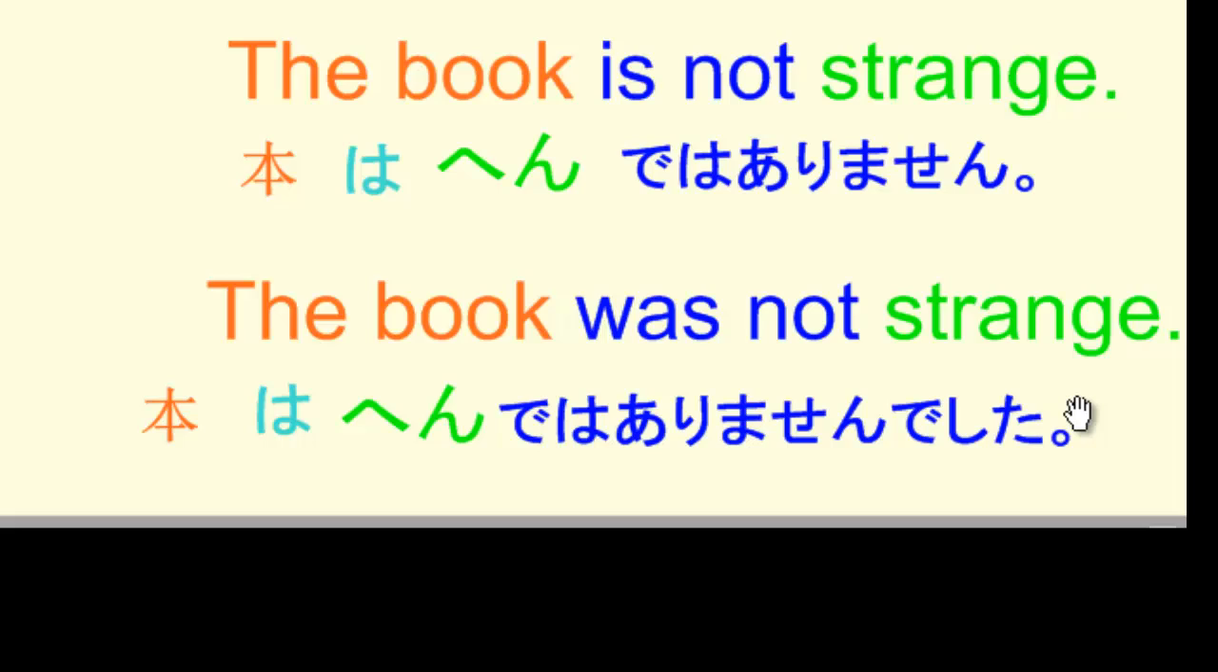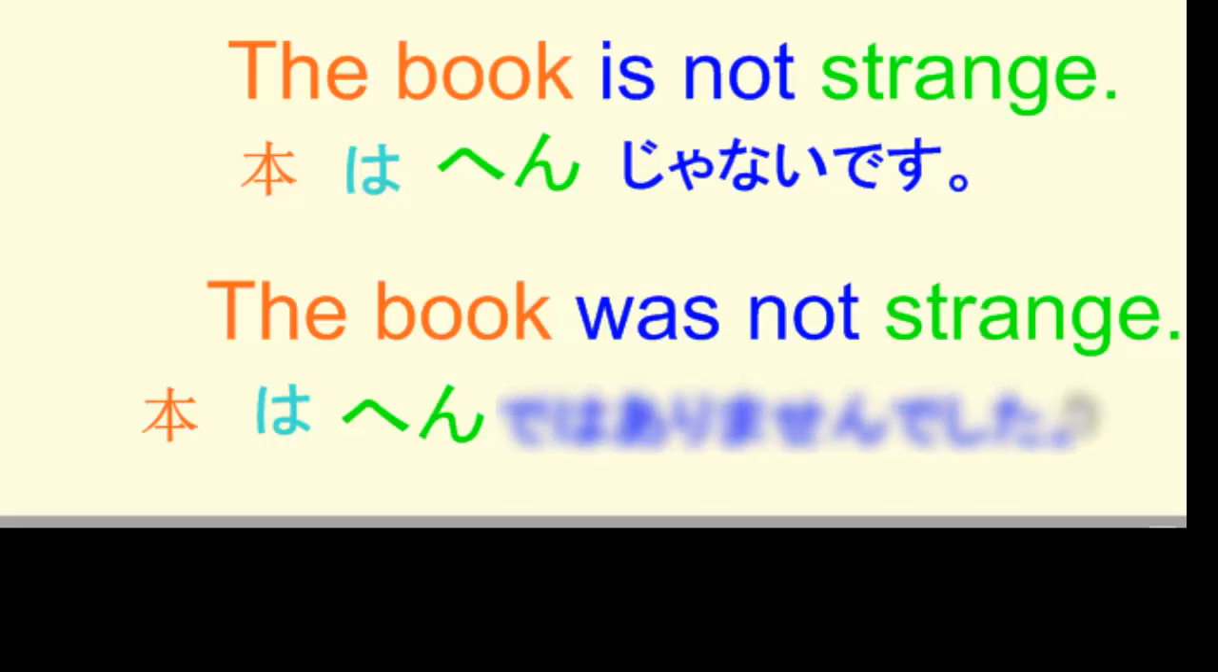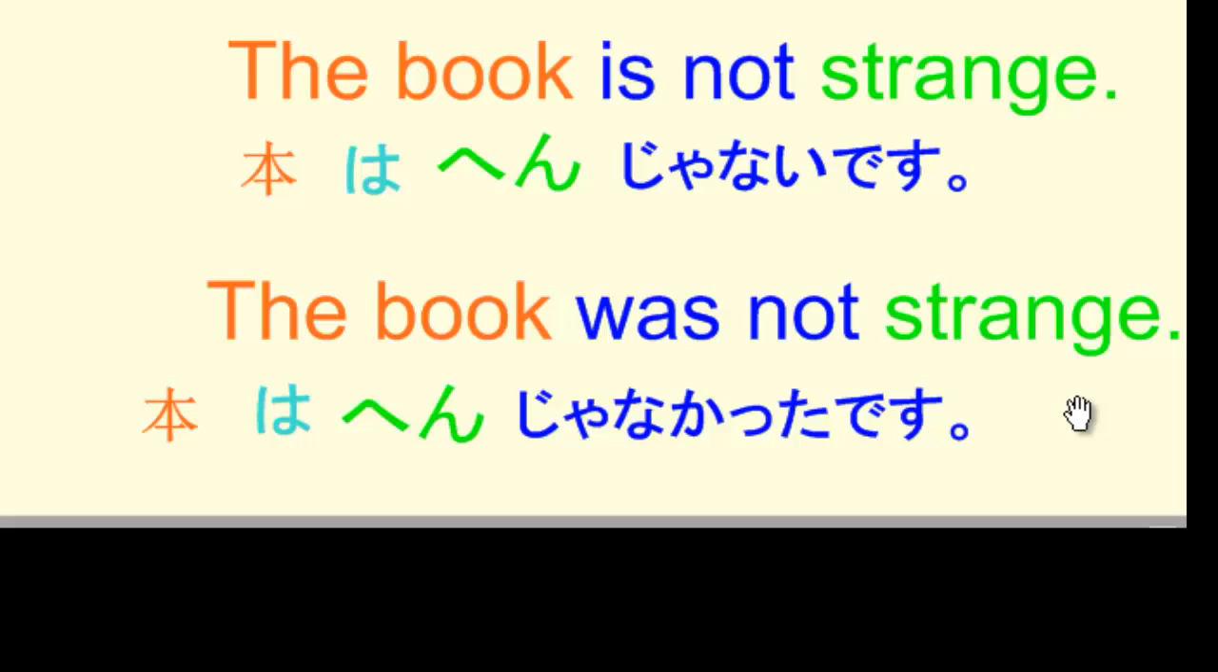Finally, I need to point out that there is an alternative to dewa arimasen deshita and dewa arimasen. You may have heard it. Let's start with dewa arimasen. Instead of that, you can simply say ja nai desu. Ja nai desu. In the same way, dewa arimasen deshita, which is quite a handful, changes to ja nakatta desu.